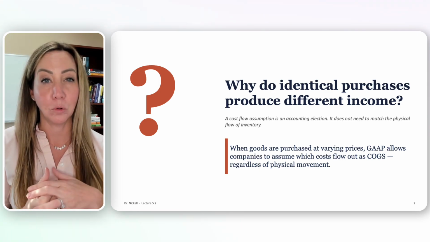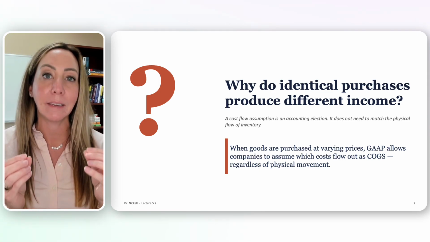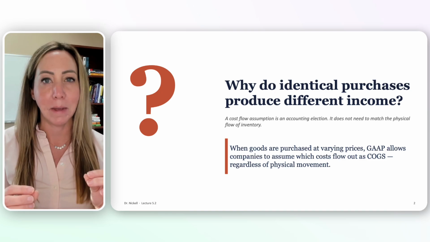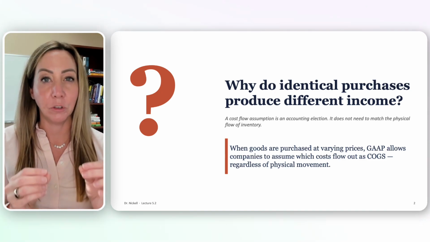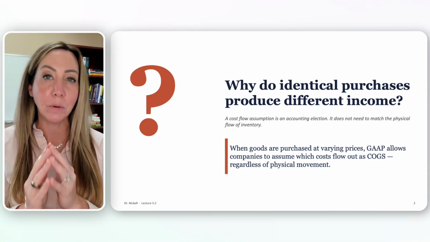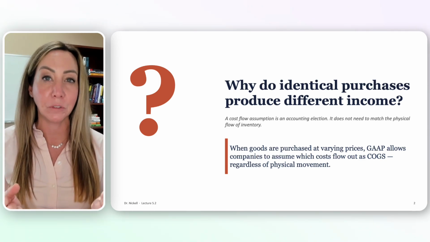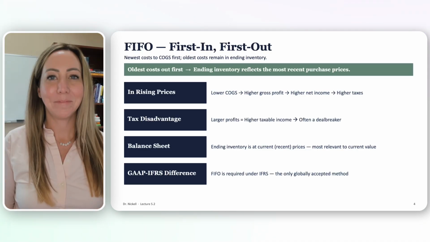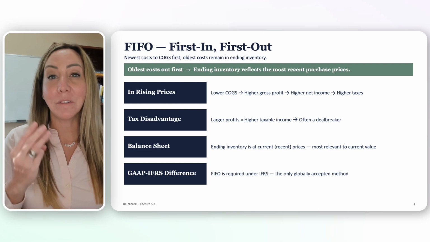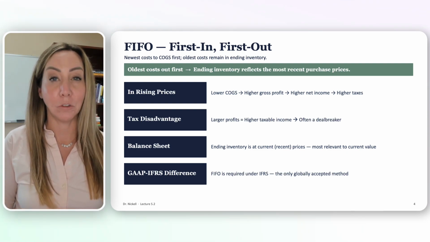This is a key conceptual point. A cost flow assumption is an accounting election. It does not need to match physical inventory and the movement of goods. A company can use FIFO even if it physically pulls its newest goods from the shelves first. Speaking of FIFO, this is the first of three cost flow assumptions that companies can choose from.